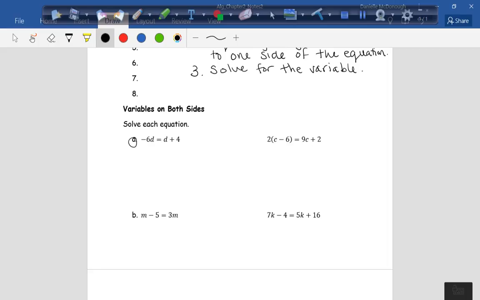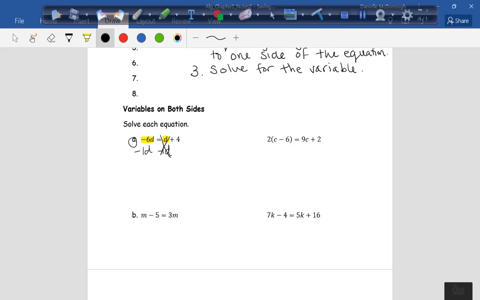So then the second thing I want to do is get my variables to one side. If you notice, I have this term with a variable and I have that term with a variable. And so what I want to do here is move one of them to one side. Since the negative 6d is the only term on that side, I'm going to move this d over there. And remember, if it's just d, it's like saying 1d. So I'm going to subtract 1d on both sides of the equation.